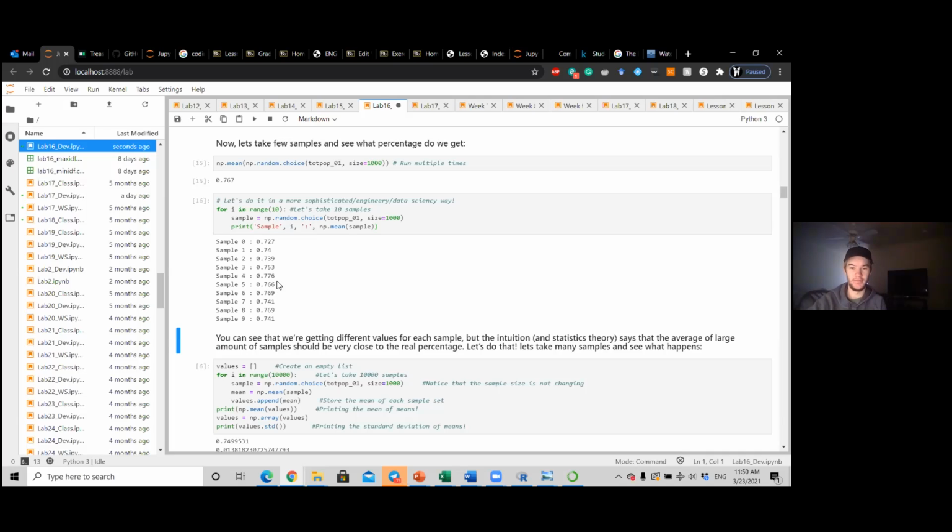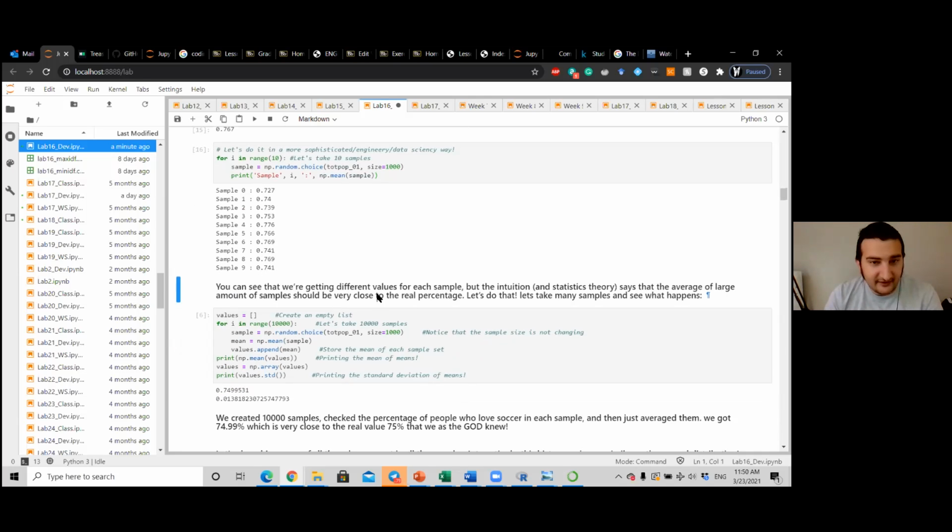Okay. So in my 10 samples, I'm getting 73%, 74, 74, 75, 78, 77, 77, 74, 77, 74. So pretty much the same thing that we observed earlier. We are getting numbers around 75%, but sometimes lower, sometimes higher. Okay?